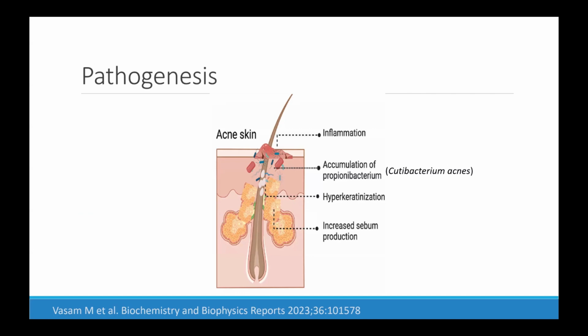So looking at the pathogenesis of acne, there are a few things that occur. You have inflammation, accumulation of Propionibacterium, or what is now known as Cutibacterium acnes, hyperkeratinization, as well as increased sebum production. So these four factors all play a role in the pathogenesis of acne.